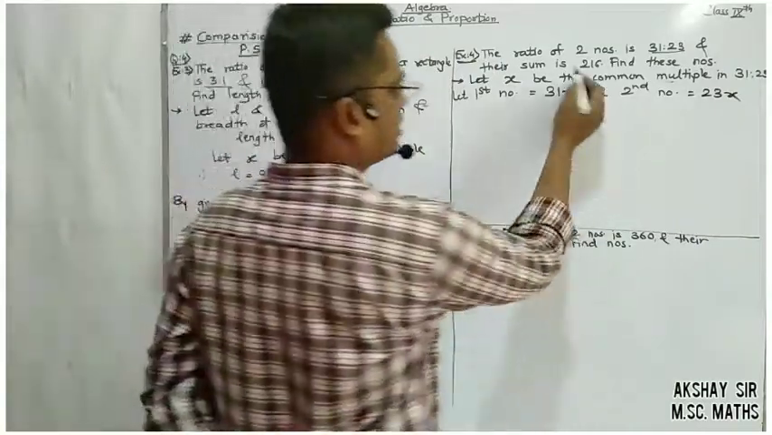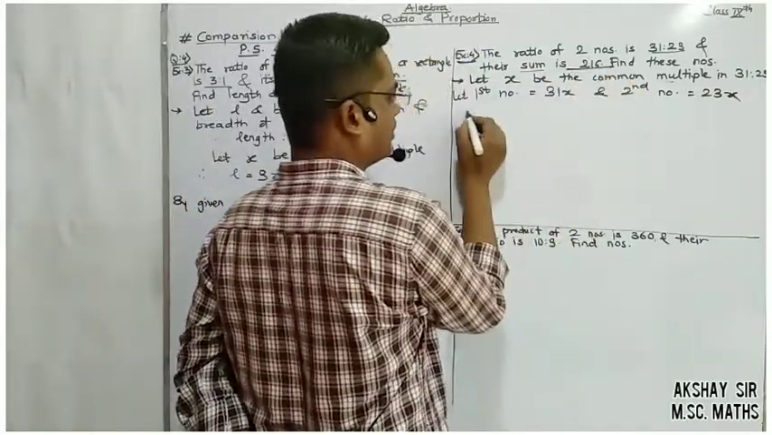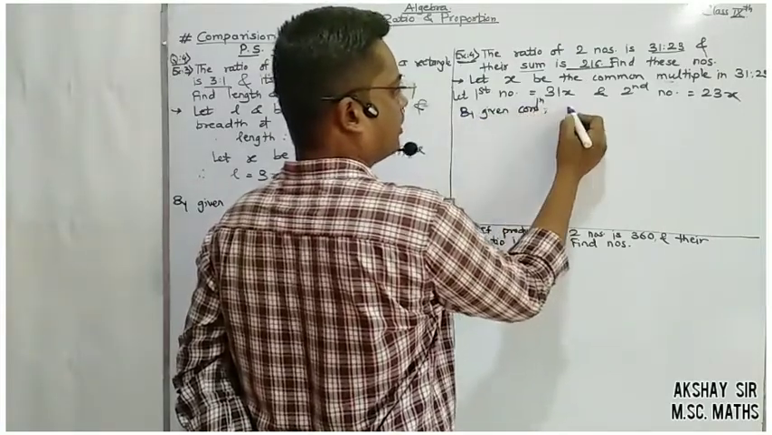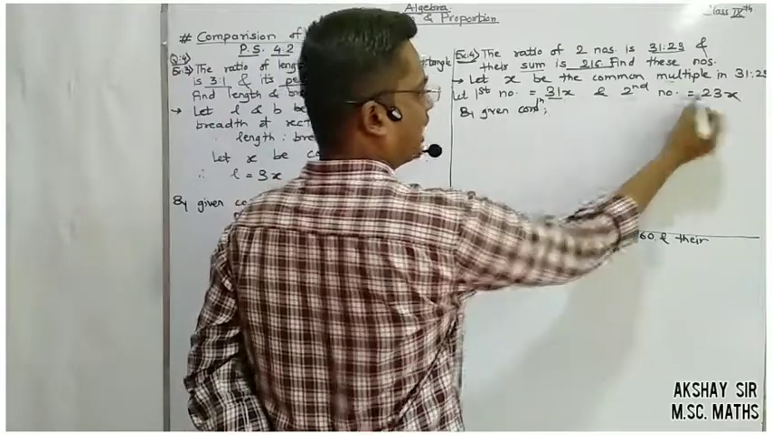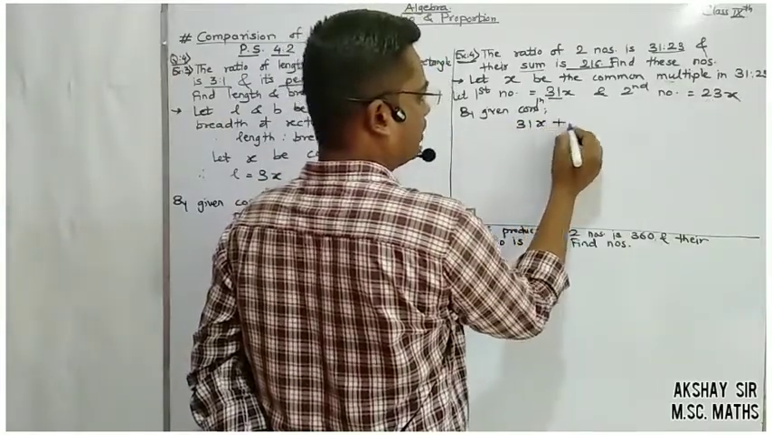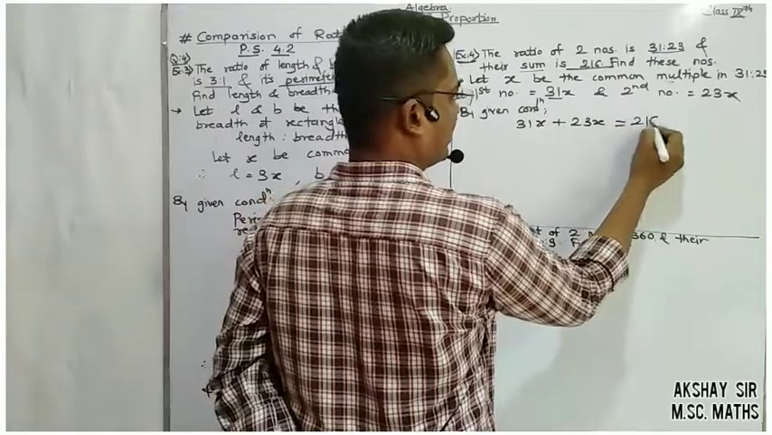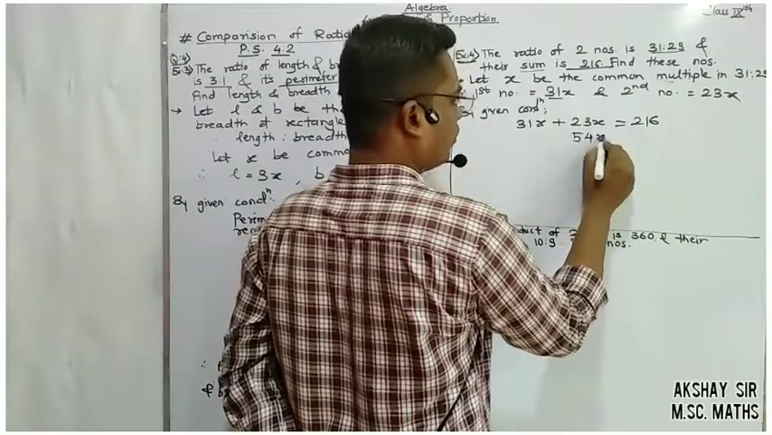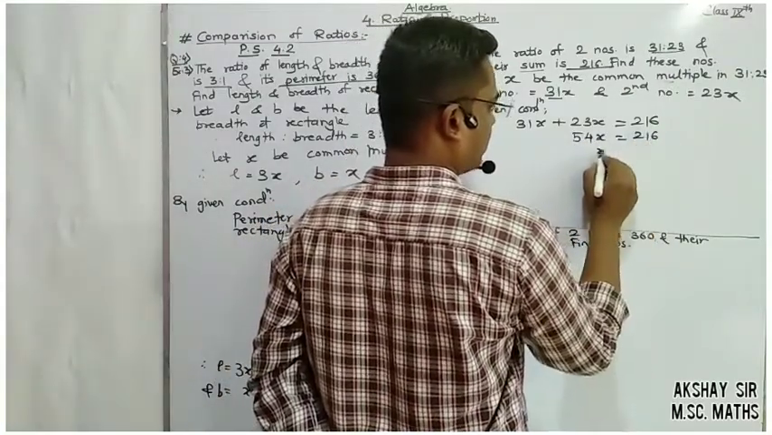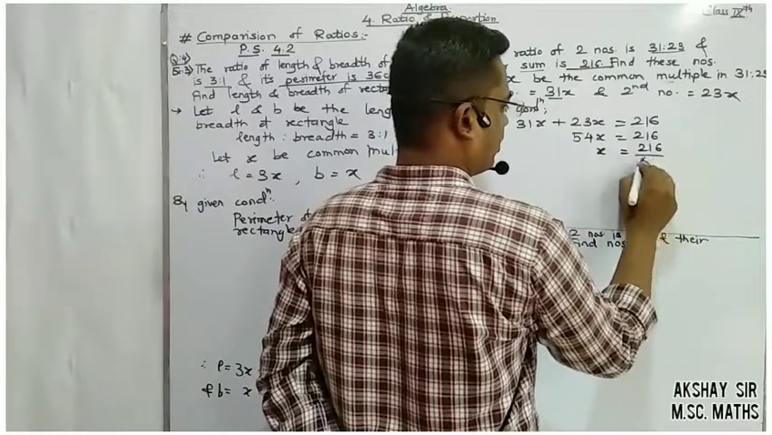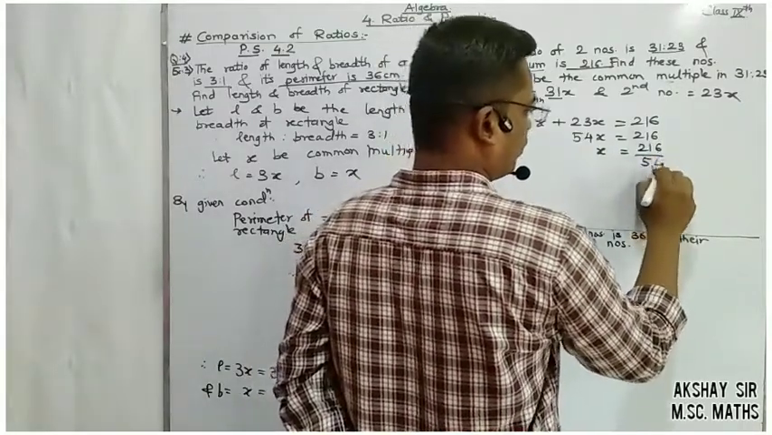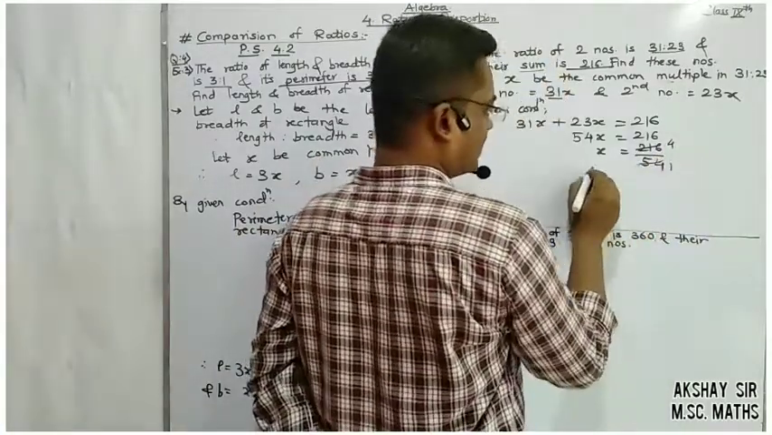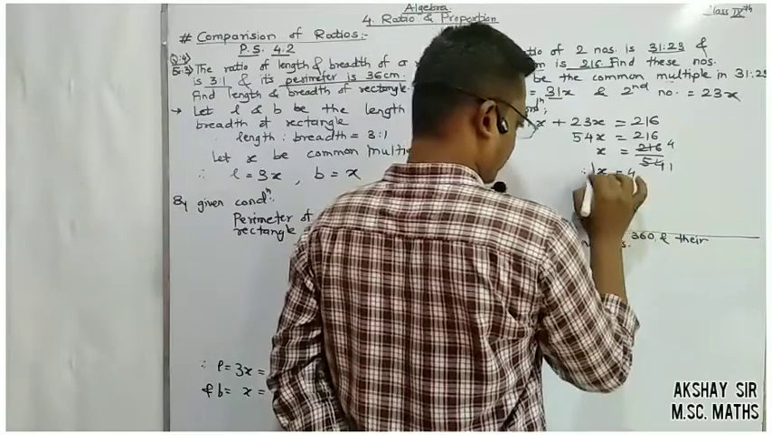Okay. Now the condition is given there. Sum is 216. Sum means addition. So by the given condition, we have their sum, so we will add these two. So 31x plus 23x is equal to 216. 31 plus 23 gives 54x equals 216. So therefore x equals 216 upon 54. You can see 216 is 4 times 54. 54 fours are 216. So therefore the value of x is 4.